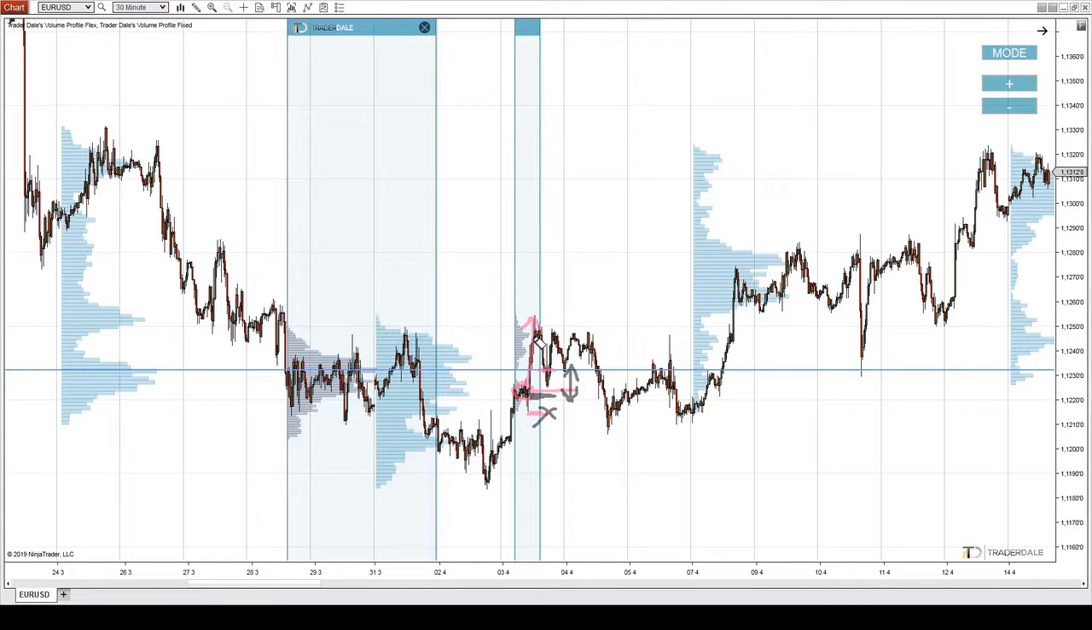So this would actually be another support standing in the way, helping to turn the price in my direction. Alright, so that's how I would trade this situation.